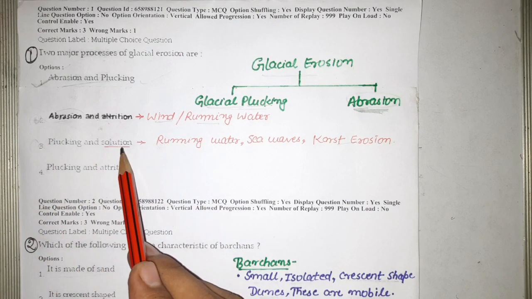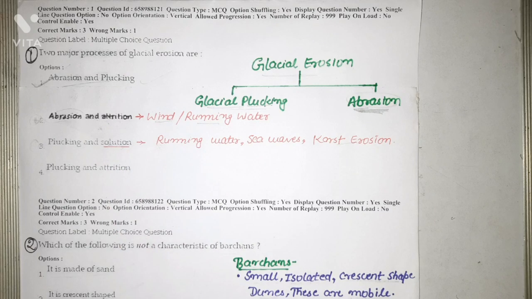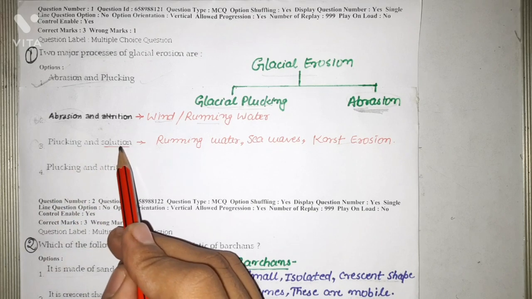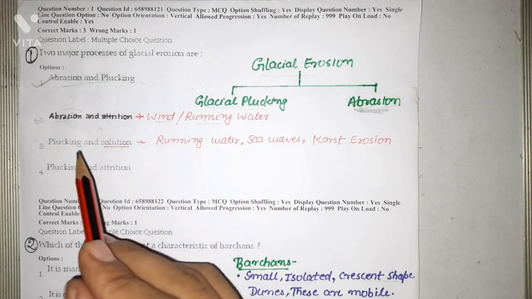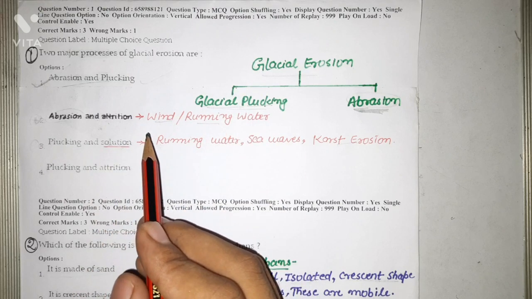Plucking and solution. What is solution? Solution is an erosional process of running water, of sea waves, and also of karst erosion, and it involves dissolution of soluble material through the process of disintegration and decomposition of carbonate rock, and clearly solution is not associated with glacial erosion, so it is also not a glacial erosion process.